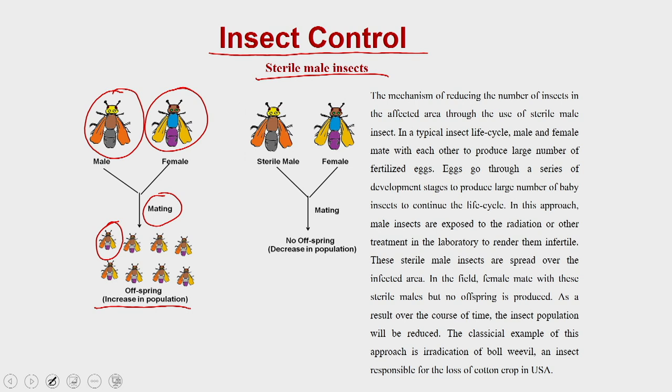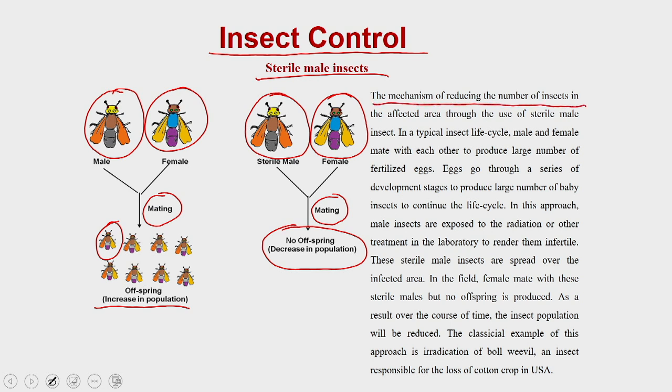But what you can do is, somehow convert a male into a sterile male, which means you generate the male in such a way that if the male is produced, it is going to be sterile, whereas the female can be non-sterile. In that case, if the male is sterile, it is not going to mate with the female insects, and since they cannot mate, they will not be able to produce their offspring, and as a result, in due course, there will be a decrease in their populations. So, this idea is a mechanism of reducing the number of insects in the affected area through the use of sterile male insects.